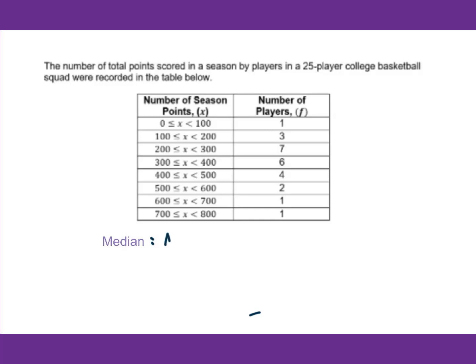After we figure out the mean, we will figure out the median. Median means the middle number. We try to use the cumulative frequency table to figure out the median. So let's form the cumulative frequency table first. This is 1. 1 plus 3, that's 4. 4 plus 7, that's 11. 11 plus 4, 17. 17 plus 4, 21. 21 plus 2, that's 23. 23 plus 1, 24. 24 plus 1, that's 25.